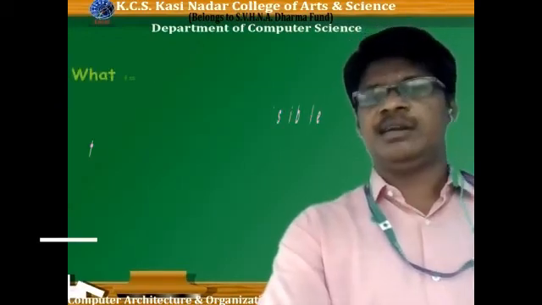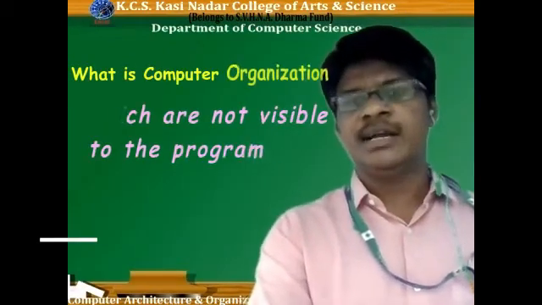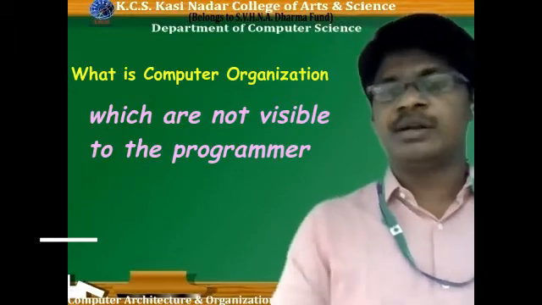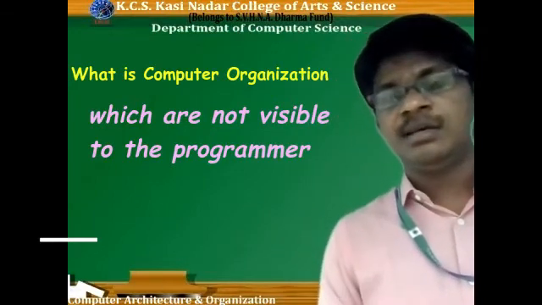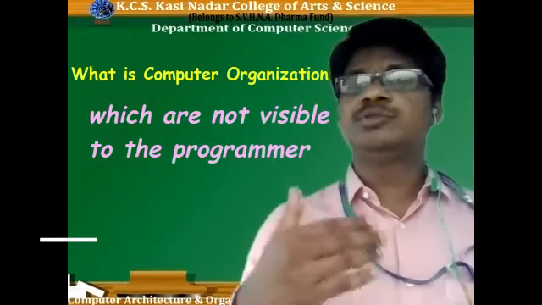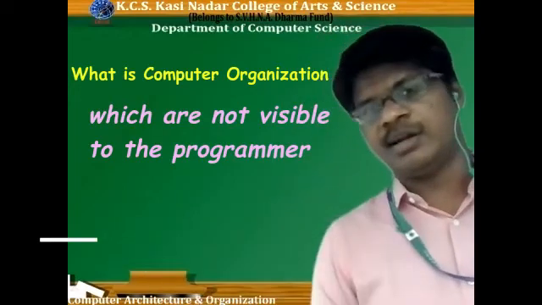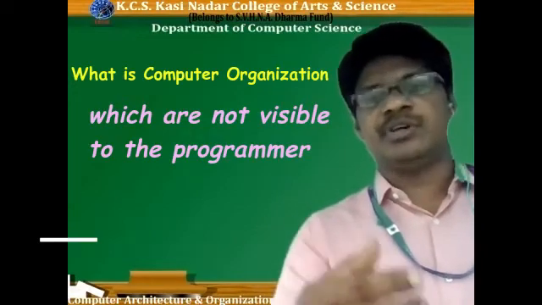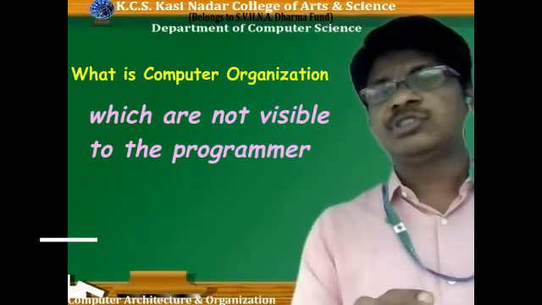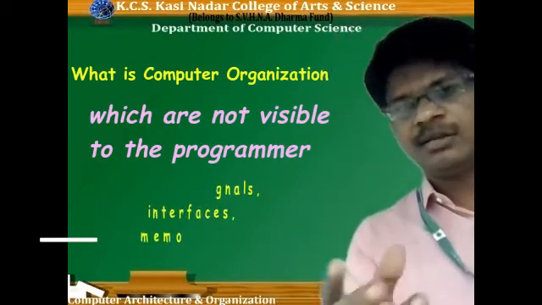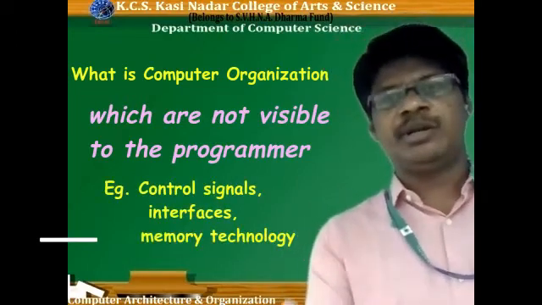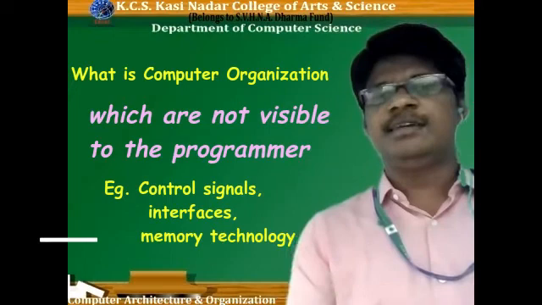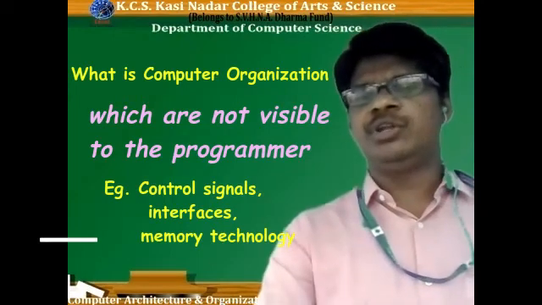Now, computer organization. The organization is the features which are implemented. In other words, the attributes which are not visible to the programmer are called computer organization. So organization is used to implement the features and is not visible to the programmer. For example, control signals, memory technologies, and interfaces, which are not visible to the programmer.